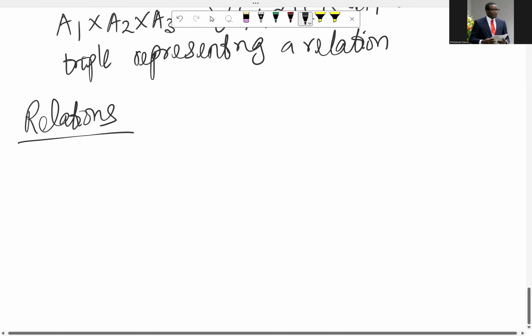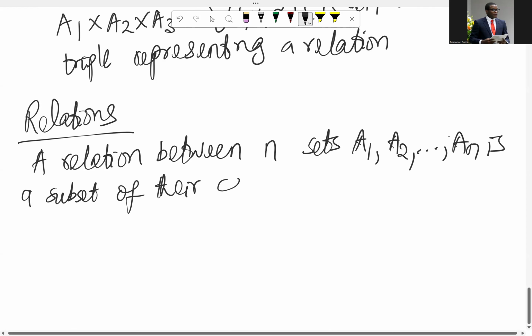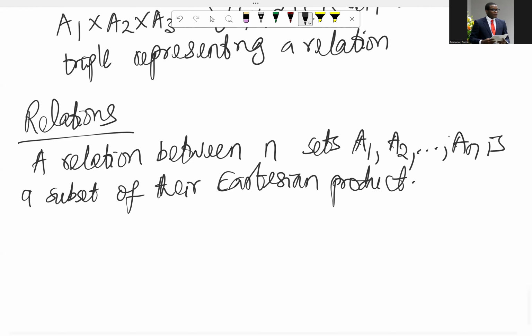So for relations, we know that a relation between n sets A1, A2, up to AN is a subset of their Cartesian product. So if you have n sets A1, A2 up to AN, a relation between those sets will actually be a subset of their Cartesian product.